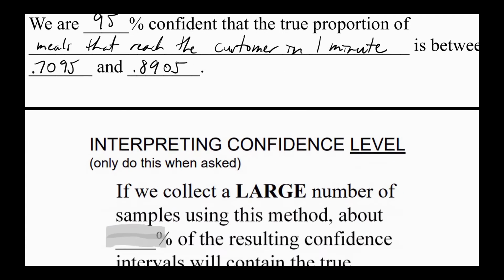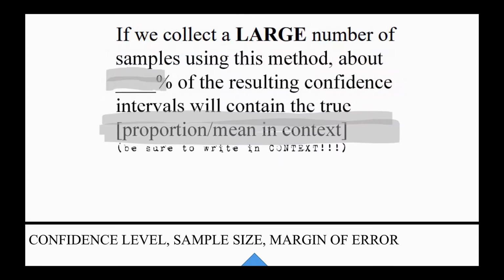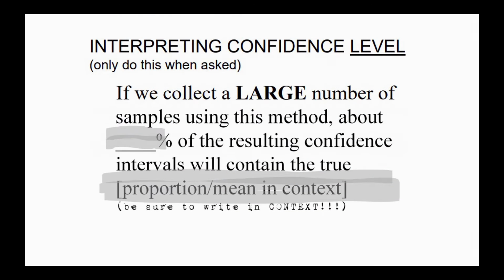Okay? All right, so the last thing is sometimes they'll ask you to interpret a confidence level. This is not part of a confidence interval. This is not part of the 5 steps. But sometimes they'll ask you to do this extra. This is a sentence frame we use. If we collect a large number of samples using this method, about 95% of the resulting confidence intervals will contain the true, and then do your thing.